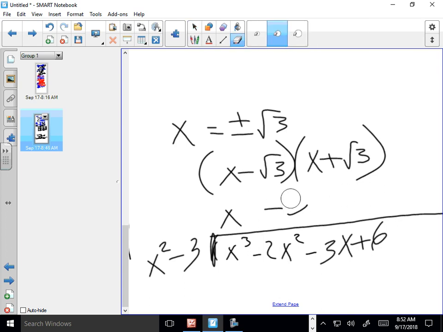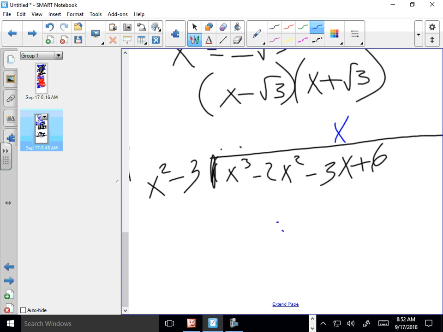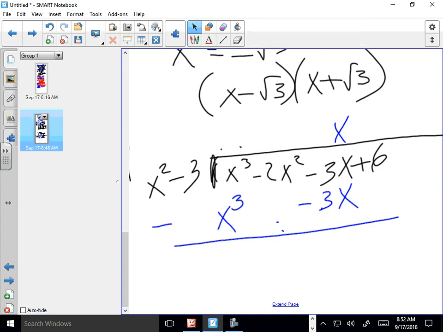So let's explore what happens in this long division. What do I multiply this by to turn it into this? Just x. I distribute that x, and I end up with x to the third minus 3x. And I subtract. Well, x to the third minus x to the third, those cancel. Minus 3x minus a minus 3x. Well, minus a minus is plus 3x. Minus 3x plus 3x, those cancel.